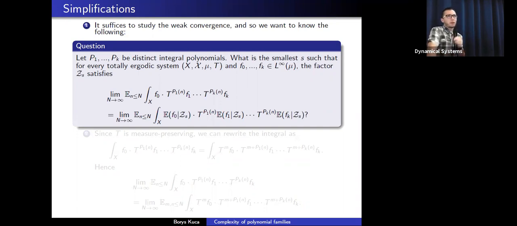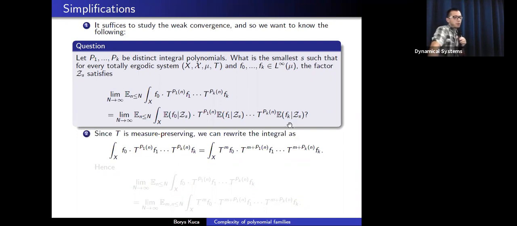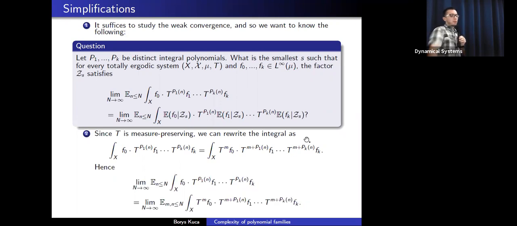So that's the first simplification. There is another simplification that we can make, namely using the fact that T is measure preserving, we can rewrite the integral as follows. So we can introduce an mth power of the transformation T for each of the functions appearing in the integral. And as a consequence, this allows us to replace the first limit by the second limit listed at the bottom of the slide. So what we have done here is we have introduced an averaging parameter m. And this parameter turns out to simplify things quite a lot in computations.